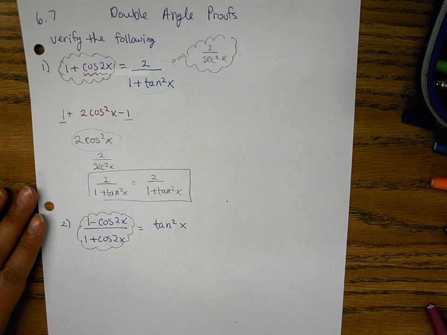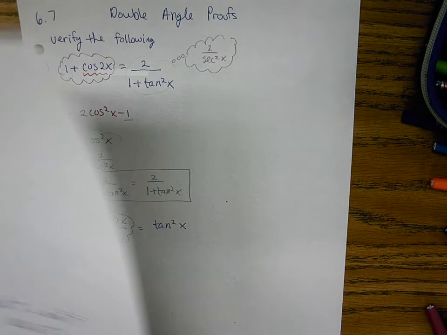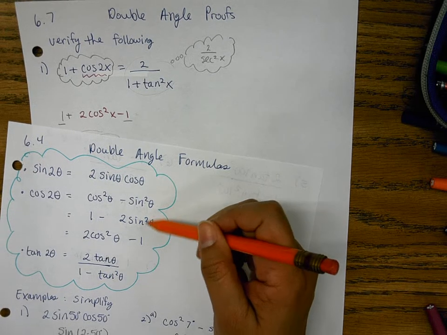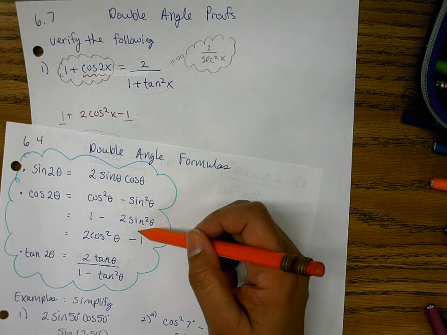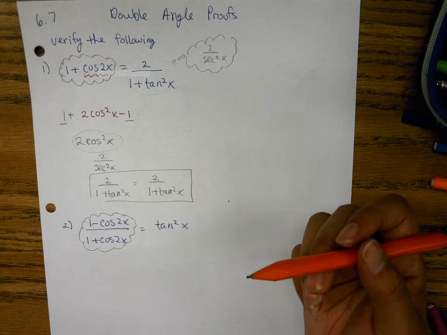So, what do I do? I'm running into the same problem I did on the last one. I have 3 possibilities for cosine 2x. Which one do I use? As I've said before, it technically doesn't matter, but there's always going to be one that allows you to go a little quicker through the problem.